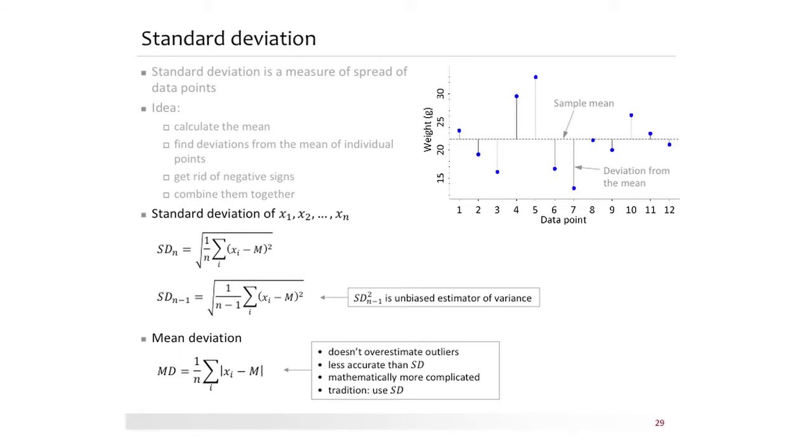Just because there is a square here, points that are far away from the mean will contribute very strongly to the standard form of standard deviation. They won't affect this that much. However, this form, mean deviation, is less accurate than standard deviation. It doesn't represent the true population value that well. And also mathematically, it's more complicated. It looks simpler, but actually calculating derivatives is a problem, because derivative of the absolute value is discontinuous.